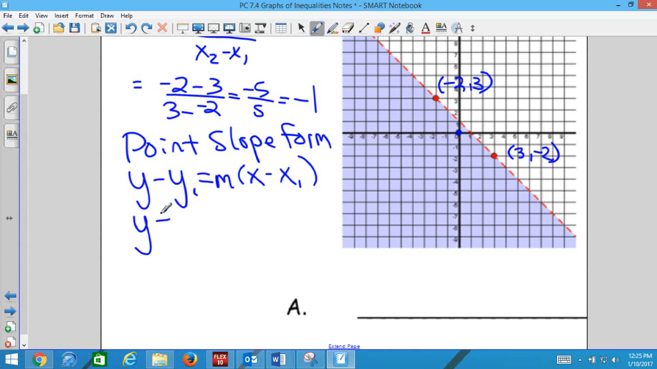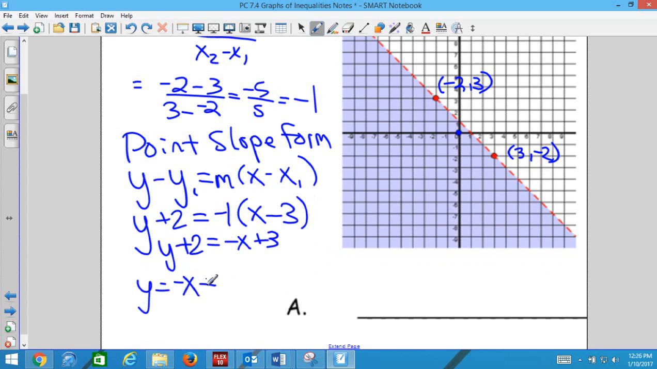And I got y plus 2 equals my slope, -1, times x minus 3. And then subtract 2, we get y equals -x plus 1. So that is the equation of the line. But it's not an equation that makes something shaded. It's an inequality. So we have to figure out if this is less than, greater than, less than or equal to, or greater than or equal to. I'm going to go ahead and write everything except this sign on my answer blank.